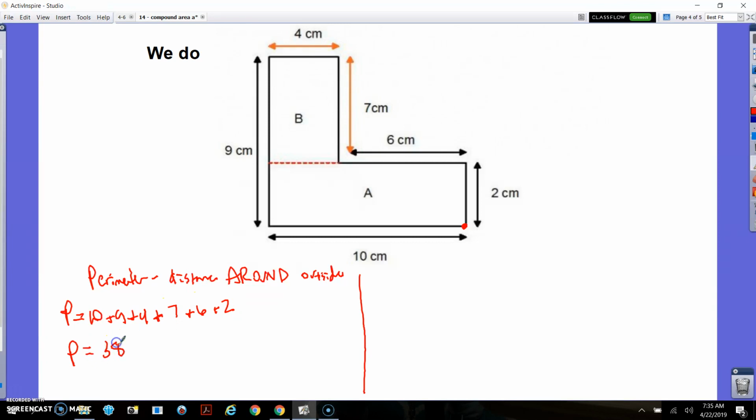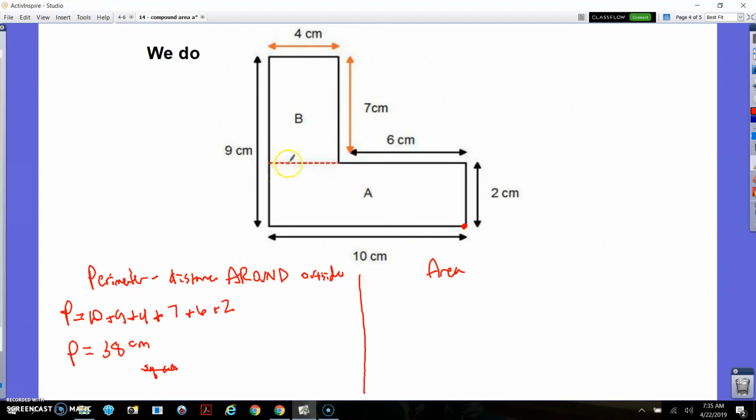And remember, perimeter is just in regular units, 38 centimeters around, not square centimeters. That's for area, because area you make squares on the inside. We're not doing that with perimeter. We're just literally measuring it like a ruler. Ruler, ruler, ruler, ruler, ruler. And rulers measure in regular centimeters, not square centimeters. So that's the perimeter.